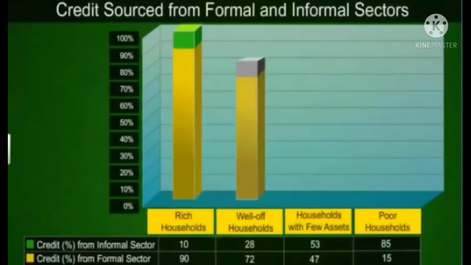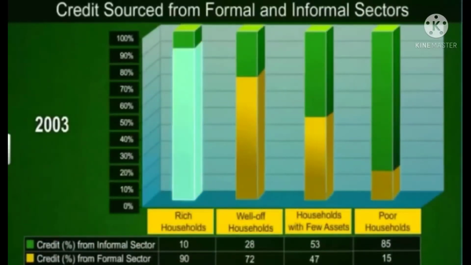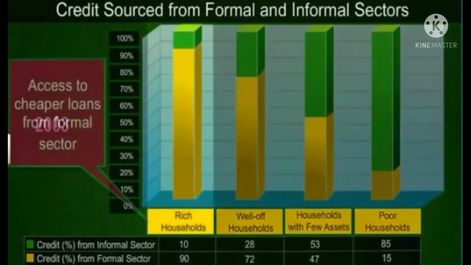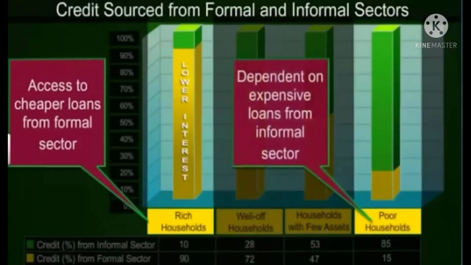The chart here shows the credit taken by different kinds of urban households in 2003. Observe that while the rich households get 90% of their credit from the formal sector, the poor households get only 15% of their credit from the formal sector. Thus, the rich have more access to cheaper credit from the formal sector, while the poor still have to depend on loans at higher rates of interest from the informal sector.